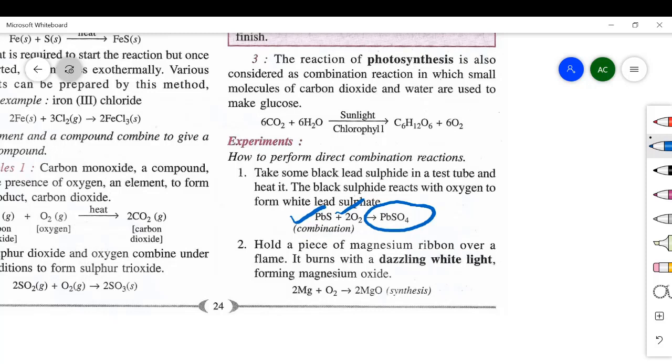Again, if you take one magnesium ribbon and heat it in air, that means you're adding oxygen to it. It burns with a dazzling white light. So magnesium burns in air with dazzling white light and the product which is formed is magnesium oxide.